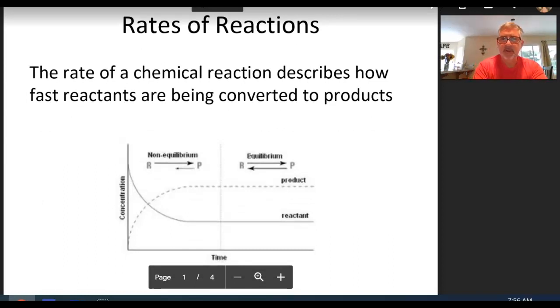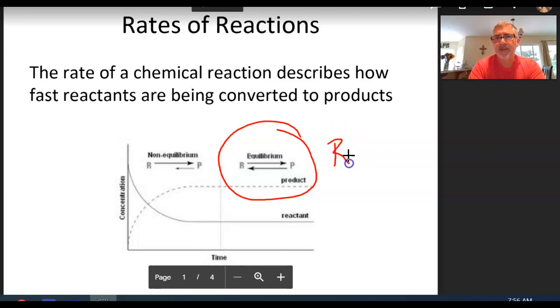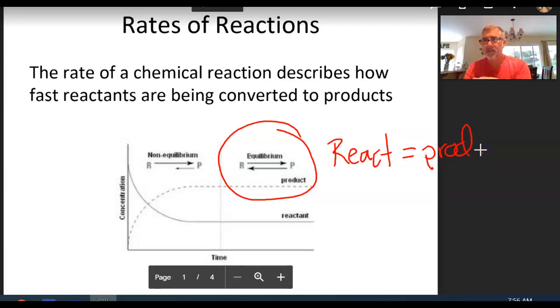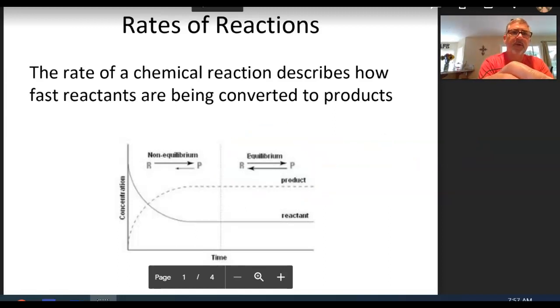So if we look at this concentration, or this reaction graph here, at this point right here, we're at equilibrium. So reactants equal products. So in equilibrium, the rate at which I'm forming products is equal to the reverse rate of forming reactants. All right, that's another way to look at it.